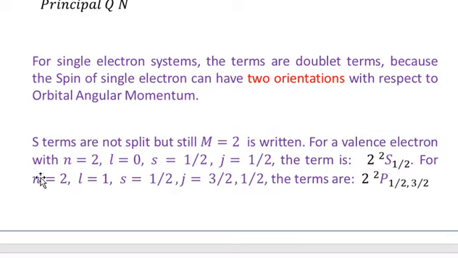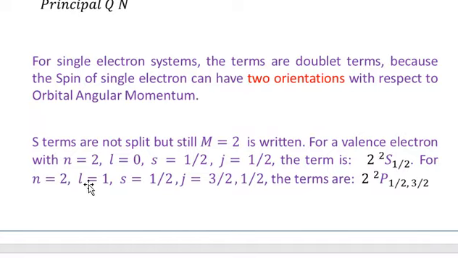For a valence electron with n equal to 2, L is equal to 0, S is equal to 1/2, J is equal to 1/2, because J is calculated using L and S, which gives only a single value, 1/2. So the term will be 2 S 1/2. This 2 is due to the principal quantum number, and this 2 as a pre-superscript is the multiplicity, then S is the symbol corresponding to L equal to 0, and this 1/2 is the value of J.